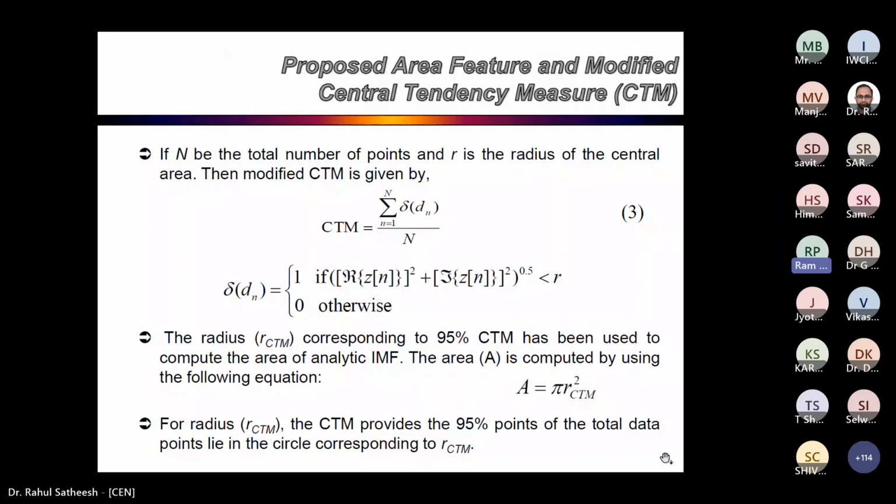Now, how do we compute this area parameter in an automated manner? For that, we have proposed a modified central tendency measure, given by equation 3. For a given radius, it tells us how many points lie within that radius. Based on that, we have used the 95% CTM: the radius which covers 95% of the total points is used to compute the area. The area is computed by the simple equation we studied in school, A equals pi r square. Next slide, please.